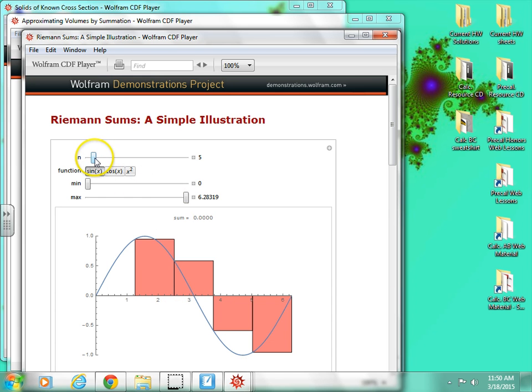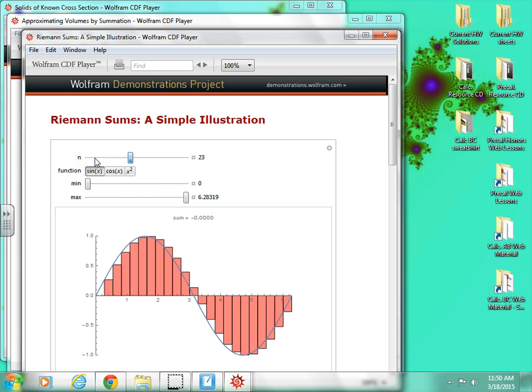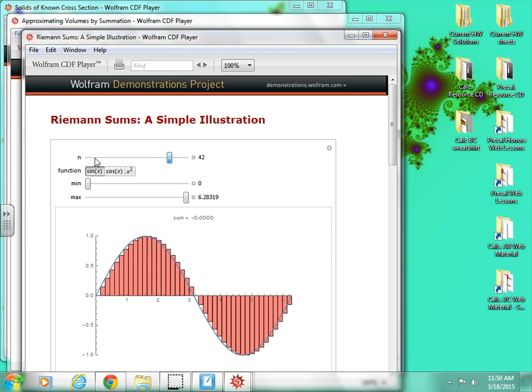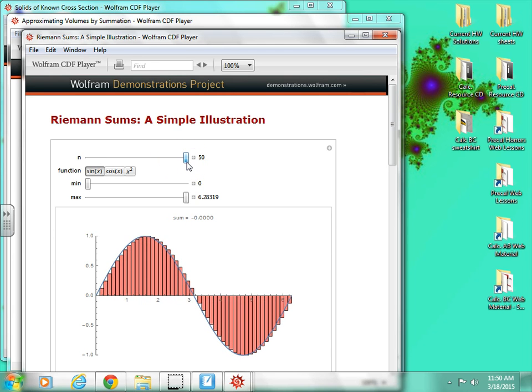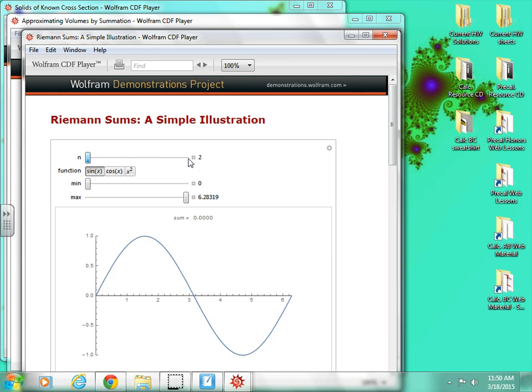Question, what happens as n increases? You get more rectangles. The rectangles get smaller, and as the rectangles get smaller, I'm only at 50. If we kept going, as I approach infinity, that's the whole idea of an integral, right? It takes in between a certain region of a certain function. I have a certain function, sine of x, going in between 0 and 2 pi-ish, right?